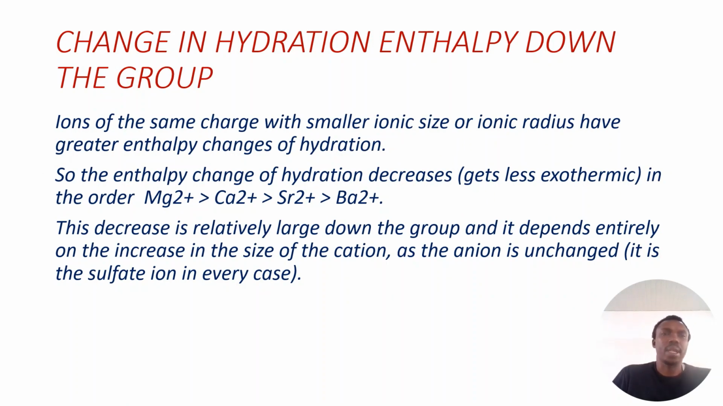Having considered the change in lattice energy as you go down the group for the group 2 sulfates, we now look at the change in hydration enthalpy of the group 2 sulfates as you go down the group. One of the major factors that affect enthalpy change of hydration is the ionic size or the ionic radius. Ions of the same charge with similar ionic size or ionic radius have greater enthalpy change of hydration. For the group 2 sulfates, the ionic radius increases as you go down the group.